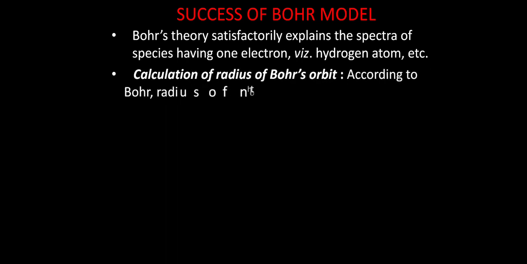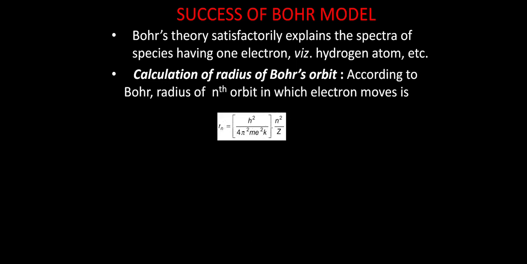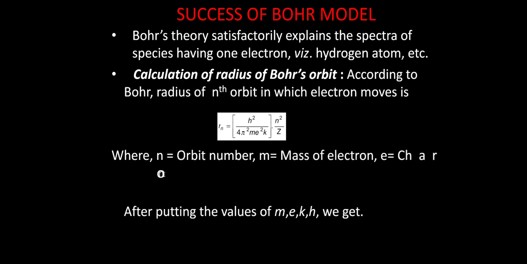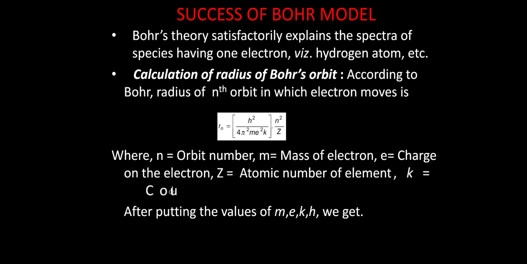Calculation of radius of Bohr orbit. According to Bohr, the radius of the nth orbit, any orbit in which an electron moves, Rn, will be equal to h square by 4 pi square m e square k multiplied by n square by z. That was the formula derived by Bohr, where n is the orbit, m is the mass of electron, e is the charge on the electron, z is the atomic number of the element, and k is the Coulombic constant.